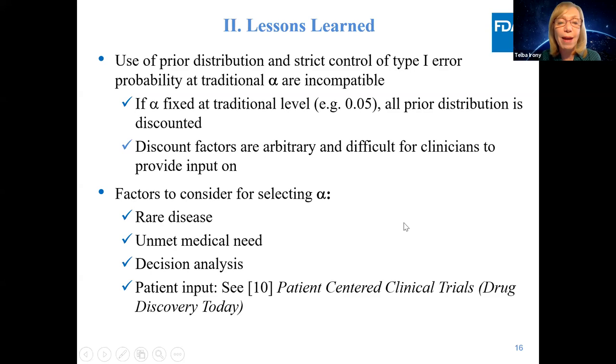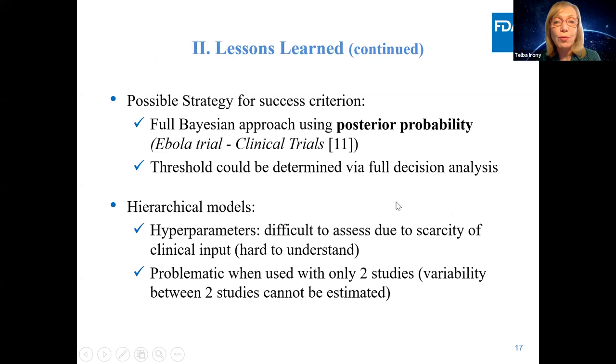So what are the possible strategies for considering success criteria? You can use a full Bayesian approach using a posterior probability. That's probably what Frank is using in his approach for using a full Bayesian trial. And the threshold for how big the posterior probability should be could be determined via a full decision analysis, and that will be a full use of the Bayesian approach.